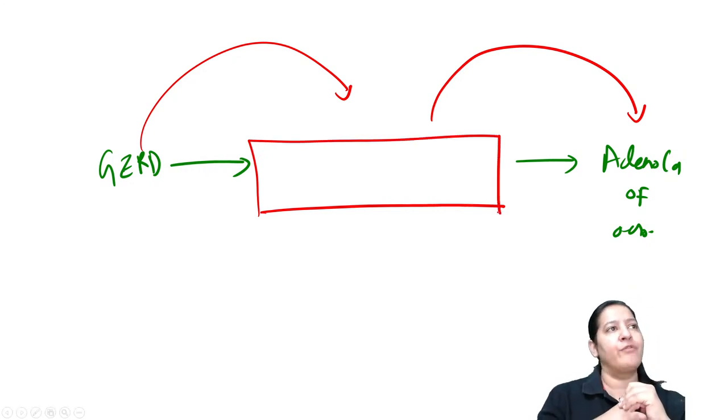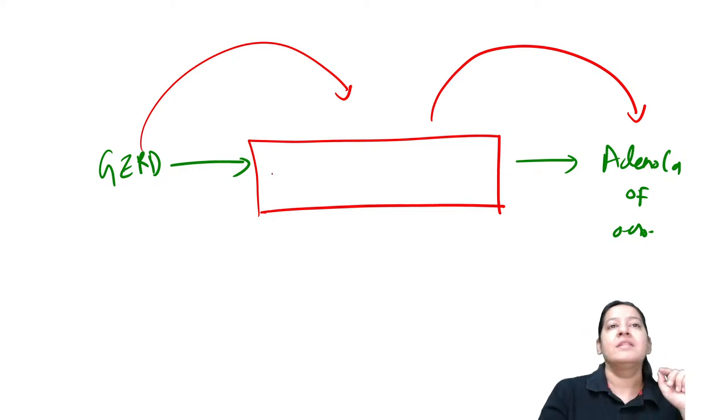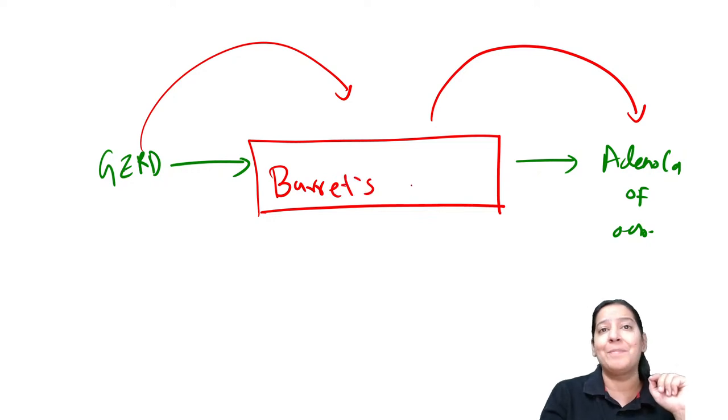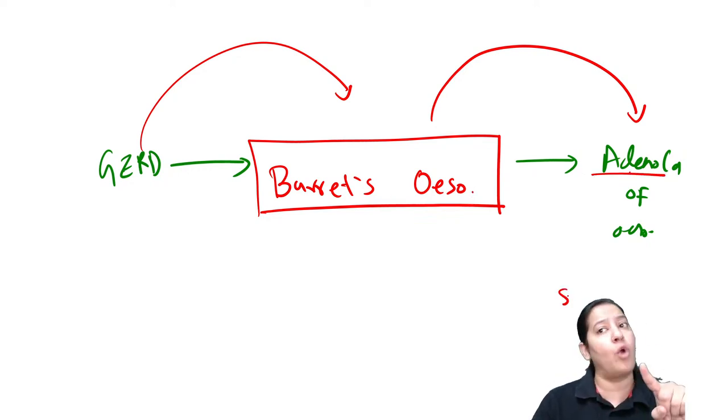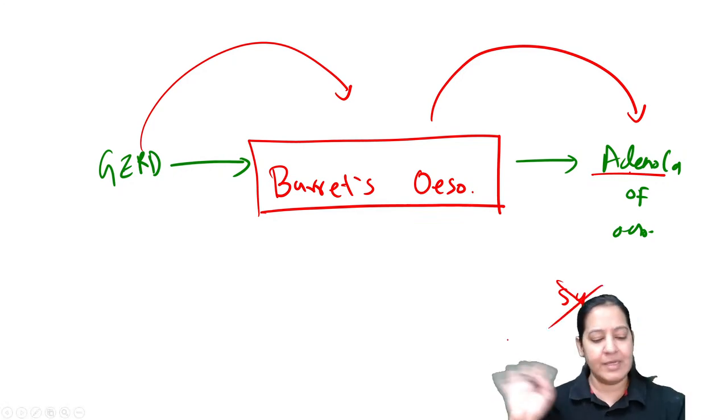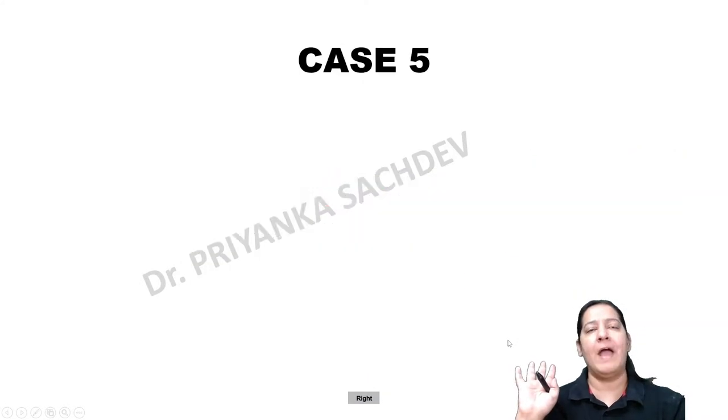Mucus producing? No, what is the name? There's an exact name. The name here is Barrett esophagus. Come on, GERD leads to Barrett esophagus. You cannot miss this finding. GERD always leads to Barrett esophagus, and Barrett esophagus leads to adenocarcinoma. Barrett esophagus is a risk factor for adeno, not for squamous. For squamous, it is not a risk factor. Give me a thumbs up. Everyone give me a thumbs up.